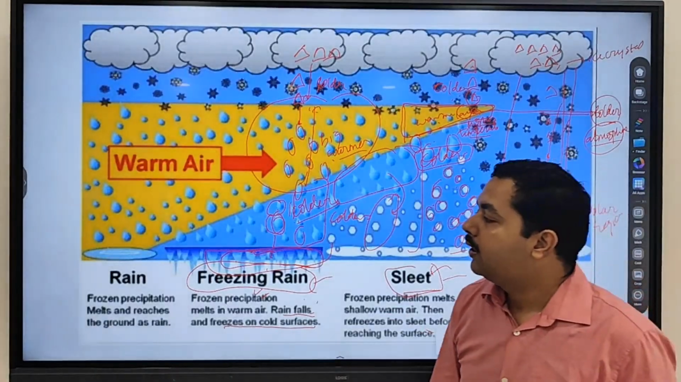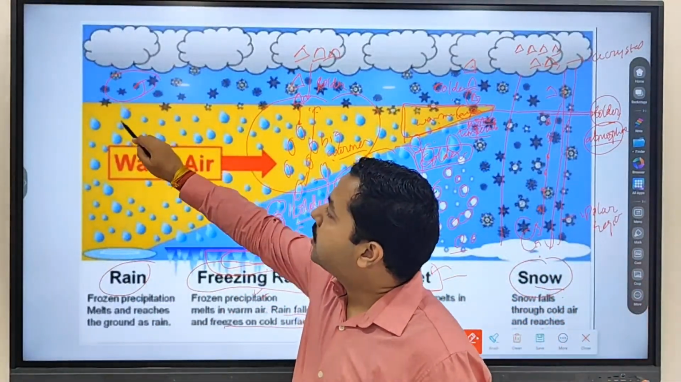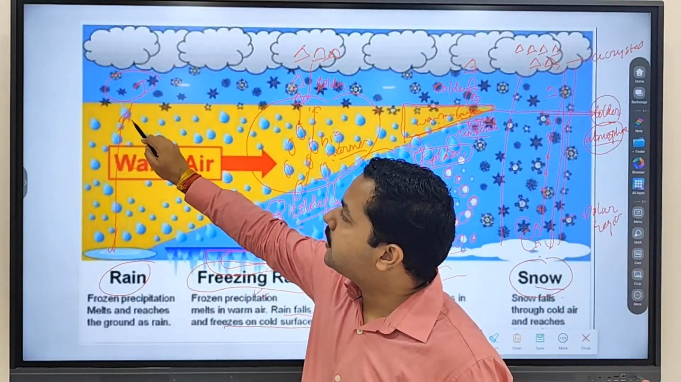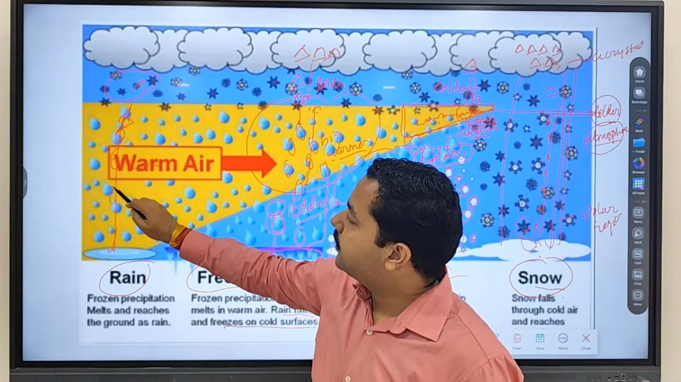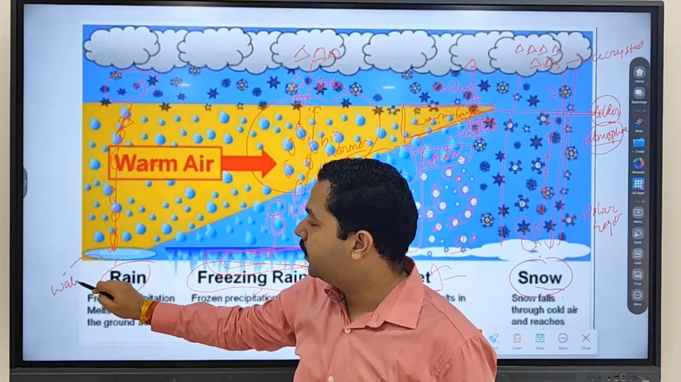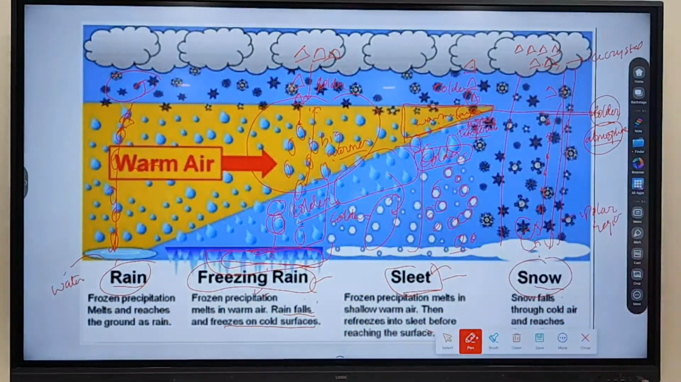Lastly, you have normal rain. When an ice crystal comes through a warmer layer, the ice crystal will melt and come down onto the earth's surface in the form of water. Then it is called rain. Clear? So this is the difference between the various forms: snow, sleet, freezing rain and rain.